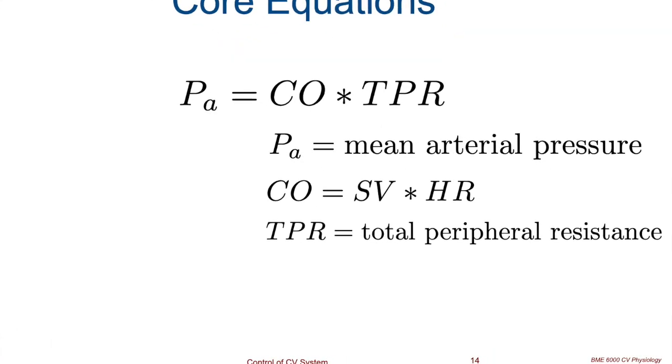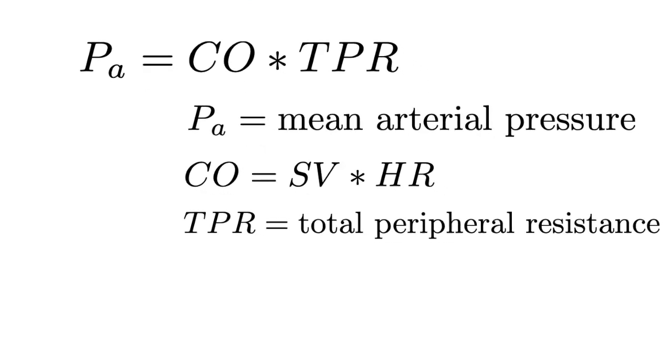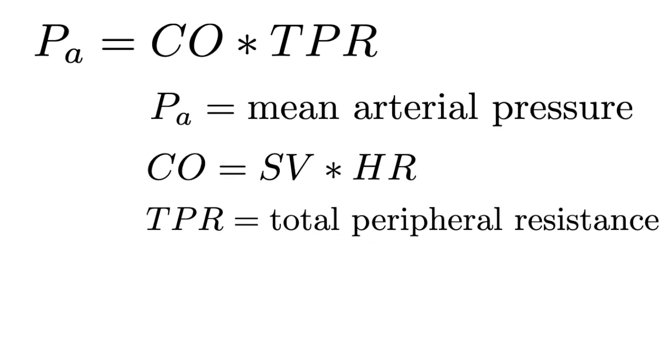And of course, to do that, we need a sensor. We need to explain the sensor. Before that, we have these equations to always keep in mind. These are, of course, the flow version of Ohm's law. This says that the pressure, which in this case is the mean arterial pressure, that is simply the product of the cardiac output and a value called the total peripheral resistance.